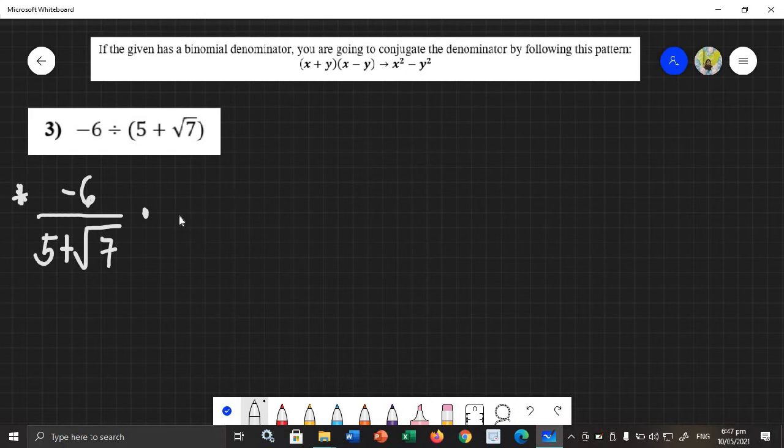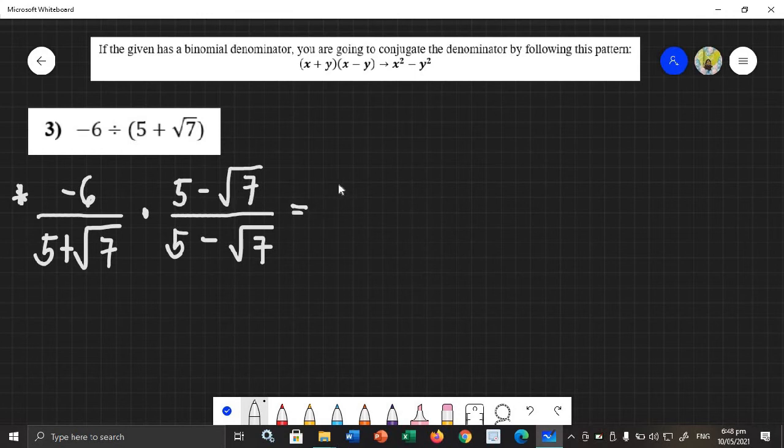So when we say conjugate, you're just going to copy each term in the binomial. So we have 5 and then square root of 7, but then you will be getting the opposite sign. So ang conjugate ni 5 plus square root of 7 is 5 minus square root of 7. And that will be the term that you're going to multiply in the numerator as well as in the denominator.